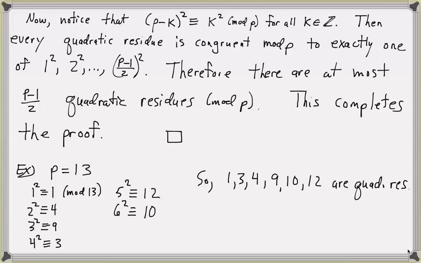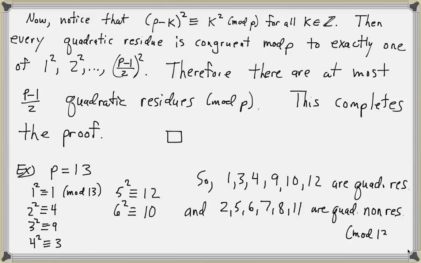Mod 13, and the other integers between 1 and 12 would therefore be quadratic non-residues. So 2, 5, 6, 7, 8, and 11 are quadratic non-residues mod 13. And this is another example of this previous theorem. Exactly half of the reduced residue system mod 13 are quadratic residues and half are quadratic non-residues.